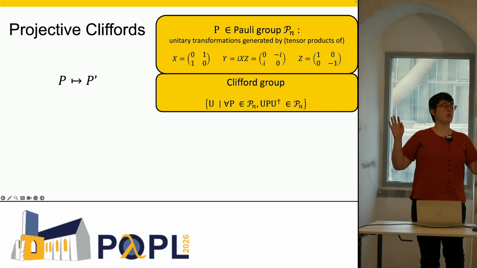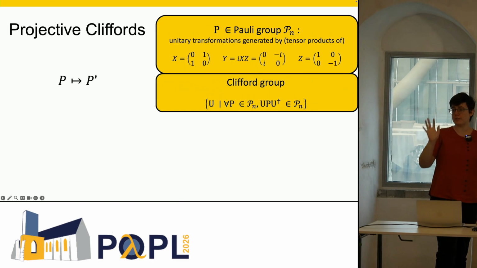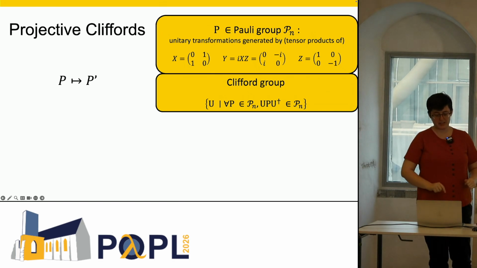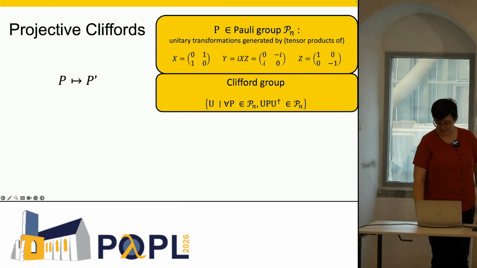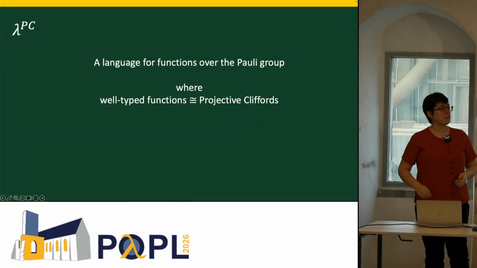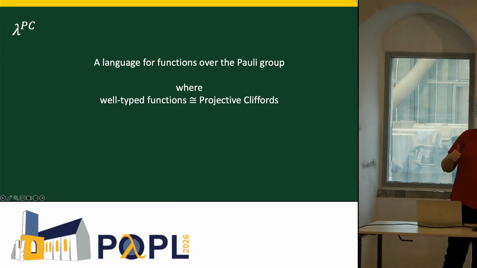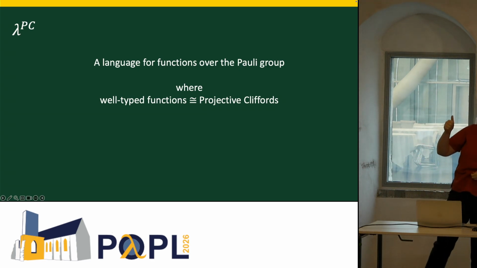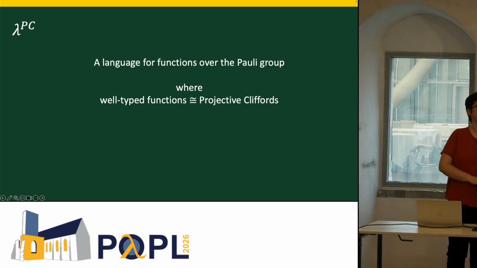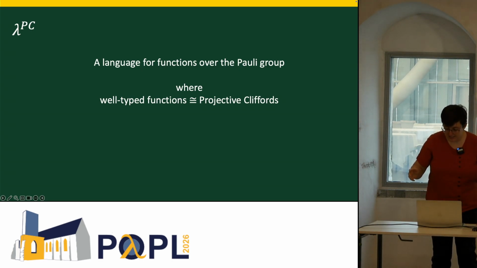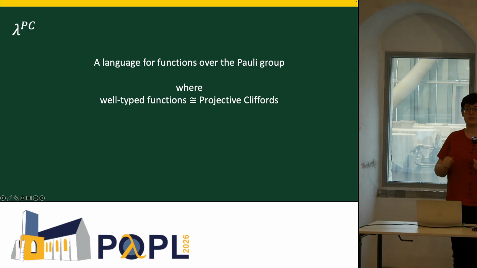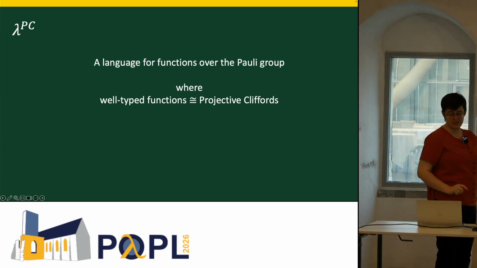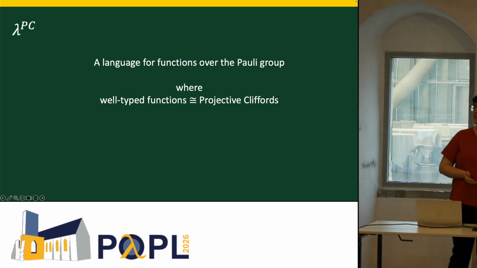Okay. So as a programming language theorist, when I started thinking about Paulis and Cliffords this way, I said, oh, okay, well, let's build a language where we can write functions over the Pauli group, and well-typed functions should correspond to projective Cliffords. Turns out that there's some details we need to work out in order to make that happen, but it does in fact work. So we call this language in the paper LambdaPC, for projective Clifford.